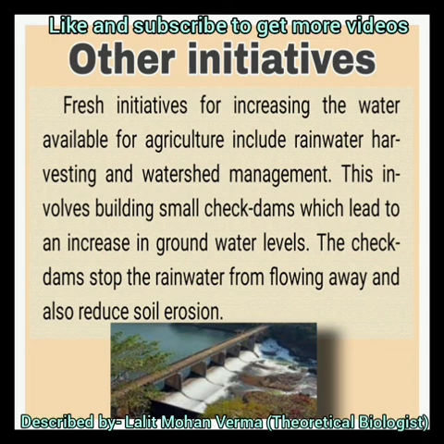Some other initiatives are also taking place. For example, fresh initiatives for increasing the water available for agriculture include rainwater harvesting and watershed management. This involves building small check dams which lead to an increase in groundwater level. The check dams stop the rainwater from flowing away and also reduce soil erosion.